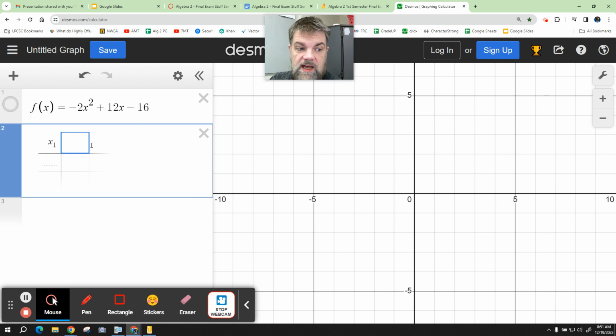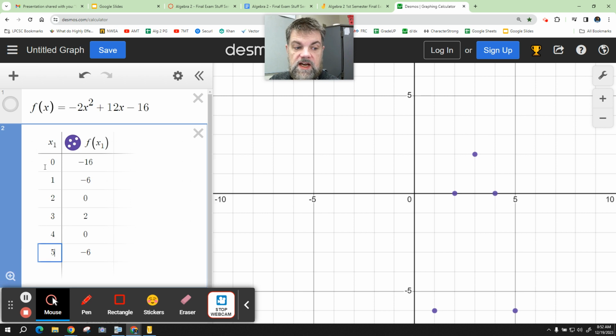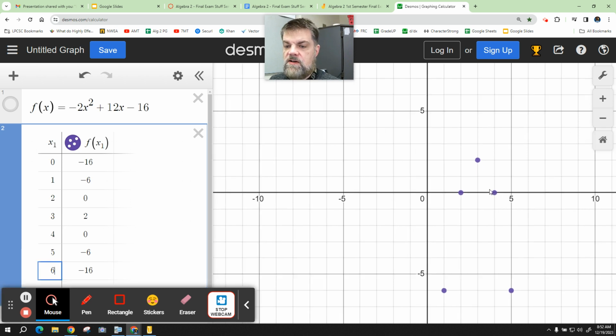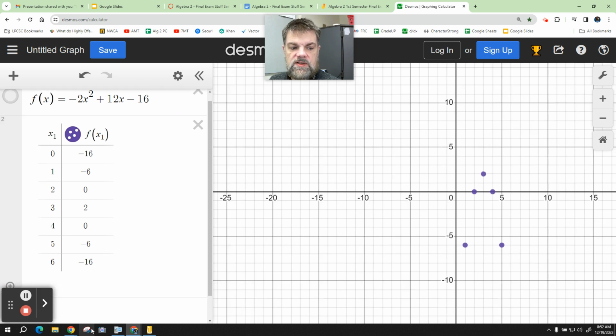And then over here, I'm just going to say f evaluated at x sub 1. This is what you'll do when you go to take the test. So we said when x equals 0, we got negative 16. When x equals 1, we got negative 6. When x equals 2, we got 0. When x equals 3, we got 2, then 4, 5, and 6. You see this pattern emerging, right? These are our points on the line. This is our table of values.